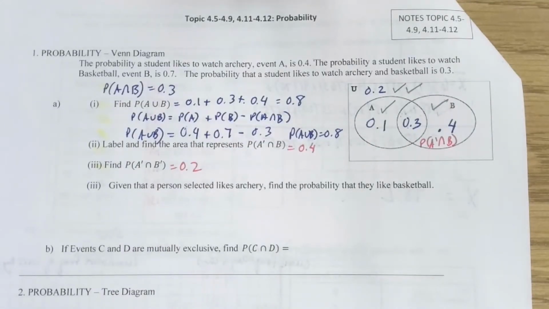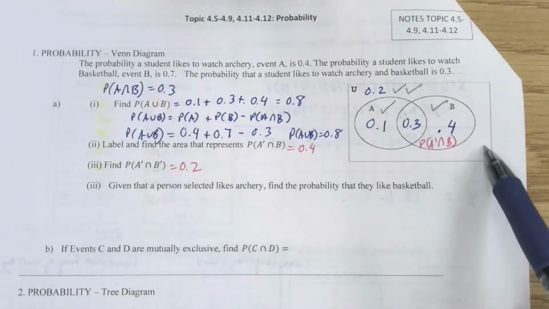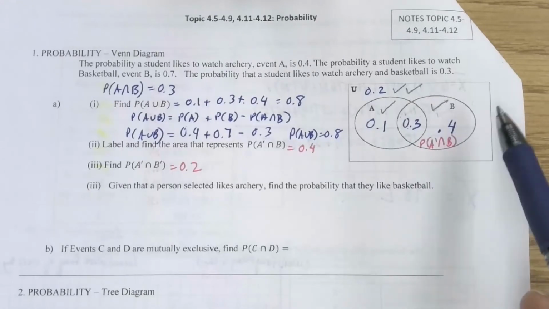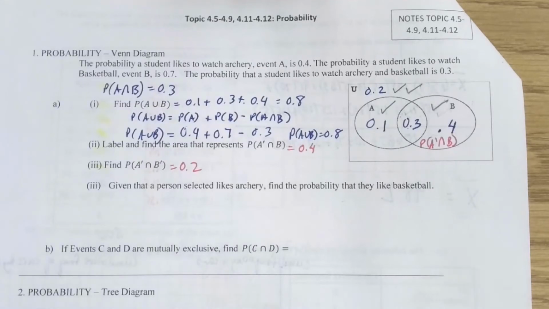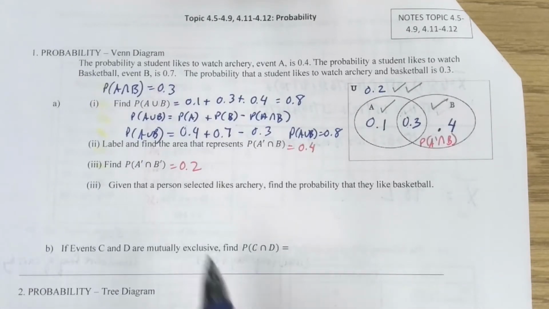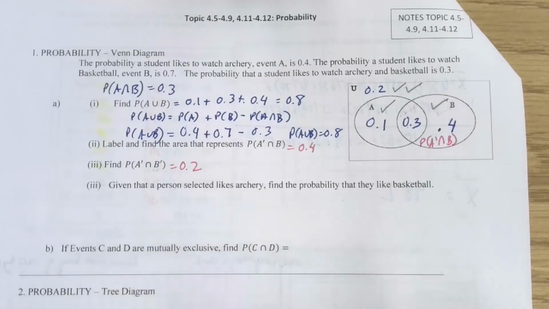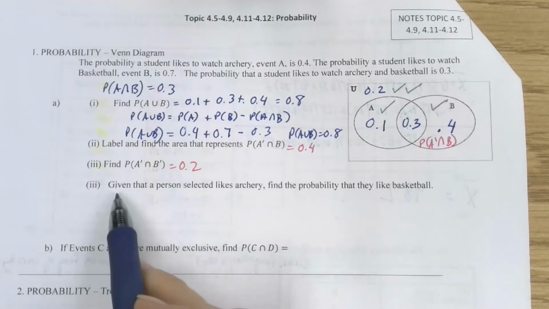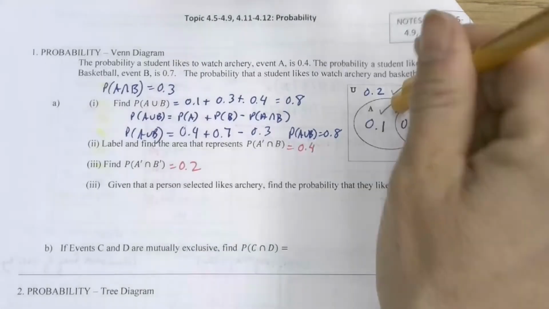All right, last part says, given that a person selected likes archery, find the probability that they like basketball. So you have two options. You can use your Venn diagram, or you can use your conditional probability formula because it's a given. I'm going to start with the Venn diagram. I think that's the simplest and the fastest way to get an answer here. So whenever you have a conditional probability, it reduces your sample space. So given that a person selected likes archery, I'm going to erase these check marks here.